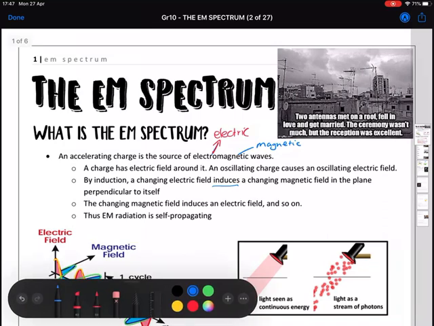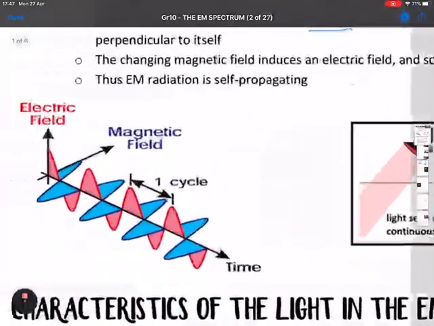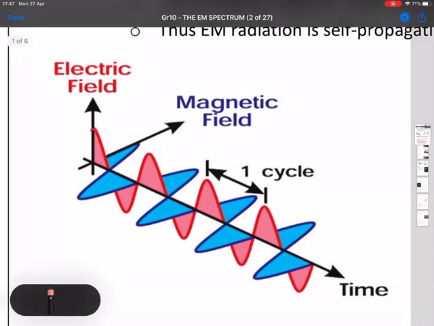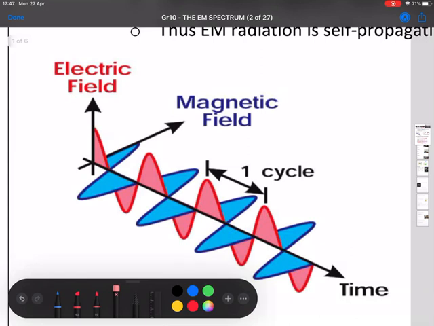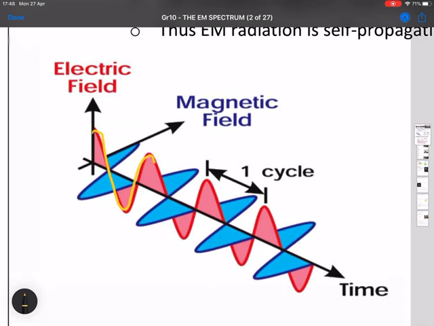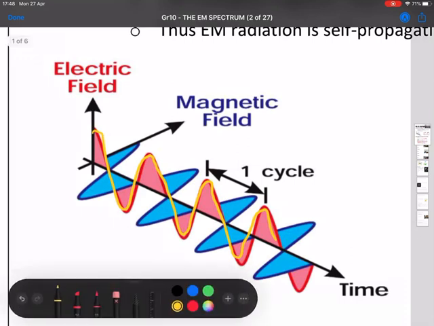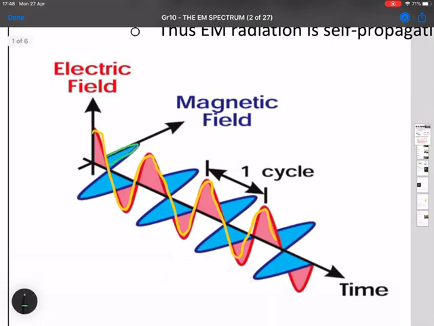What that means is, if you've got an electric field, notice how the electric field is a wave that's going up and down, oscillating in the vertical plane. So I'm going to trace over it. Notice how the electric wave is in the vertical plane. At the same time, we've got a magnetic wave. This magnetic wave is actually going back and forth, oscillating in the horizontal plane. So if you've got two waves, one in the vertical, one in the horizontal, and they're moving at right angles to each other, you can say that the angle between them is perpendicular.